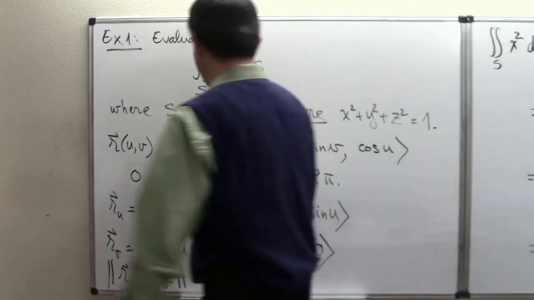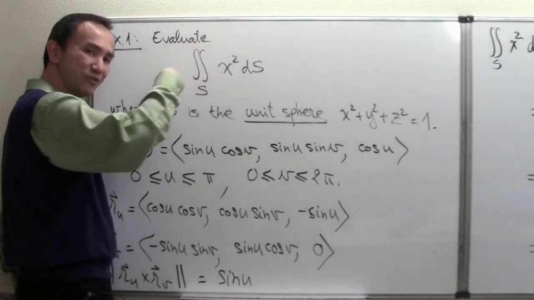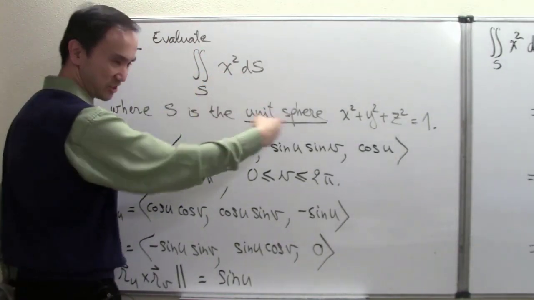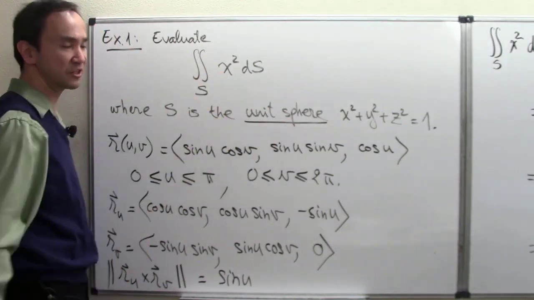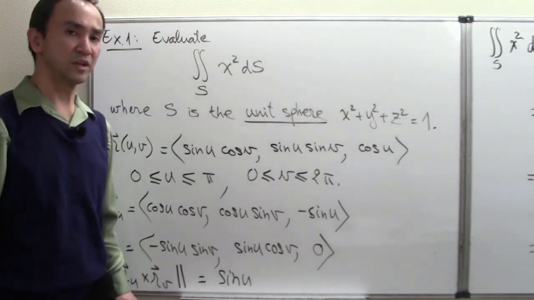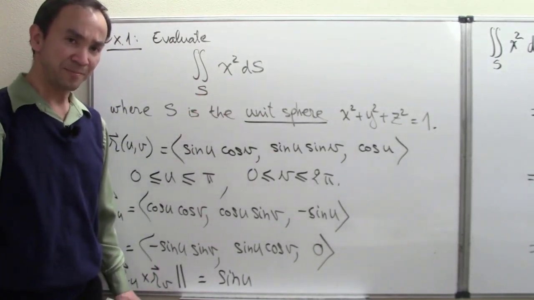So what we have here was a surface integral. It's a double integral over a space surface S. It's a unit sphere. That's our surface right here. And we accumulate that together with our scalar function x squared.